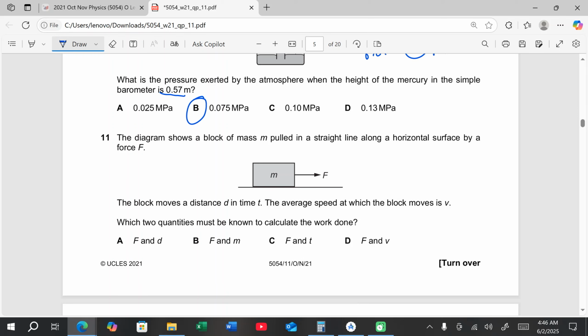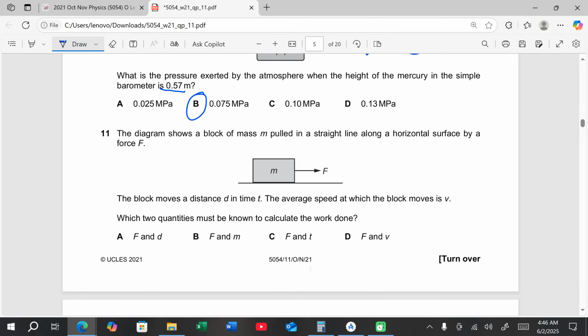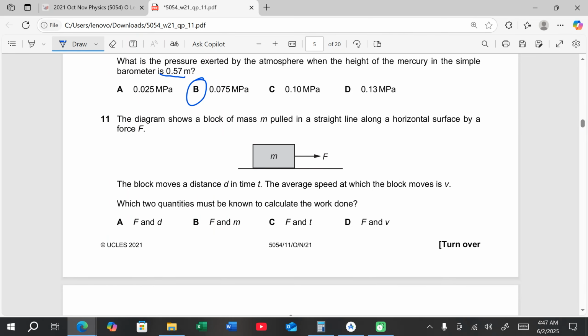The diagram shows a block of mass m pulled in a straight line along a horizontal surface by the force F. The block moves a distance d in a time t. The average speed of the block is v. Which two quantities must be known to calculate the work done? So that's easy. It has to be the force and the distance d, because work done is equal to force times distance.